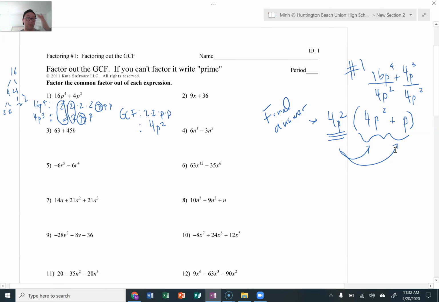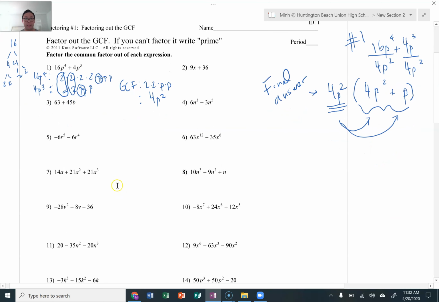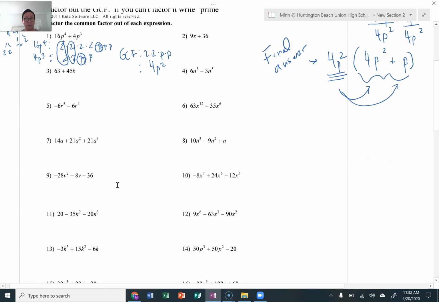Let's go ahead and do the very next one. All right, let's try something a little bit more complicated. Let's try 3 terms. Let's go to number 7. So I'm gonna go ahead, write number 7 down, and we're gonna find the GCF between the 3 terms. So I have 4a, 7a squared, and 21a to the third.